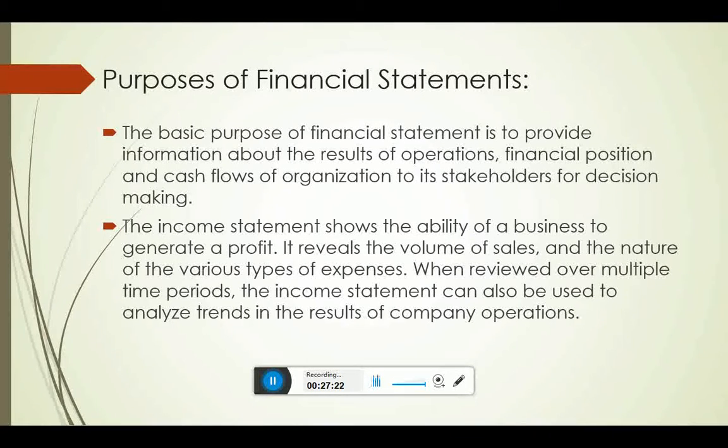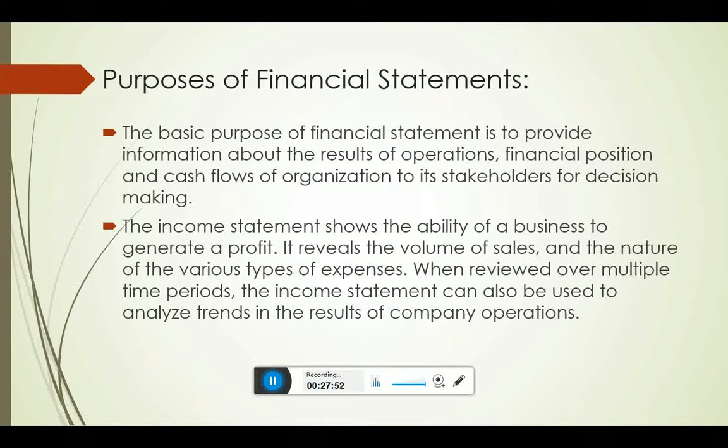the basic purpose of all financial statements is to provide information about the results of operations, financial position, and cash flows of the organization to its stakeholders for decision making. That's the main purpose of the financial statements: to provide information about the results of operations, meaning profit and loss, the financial position, and also the cash flows. So these three main pieces of information are provided by the financial statements.